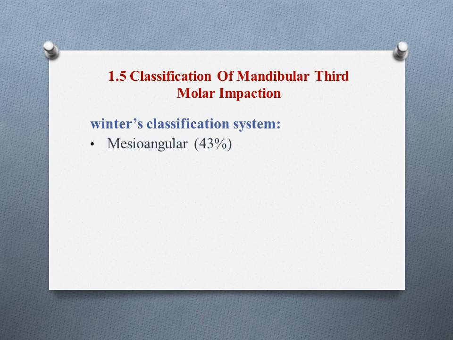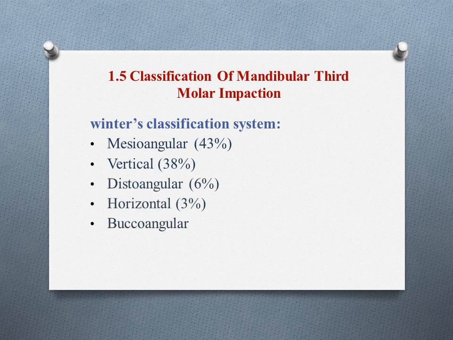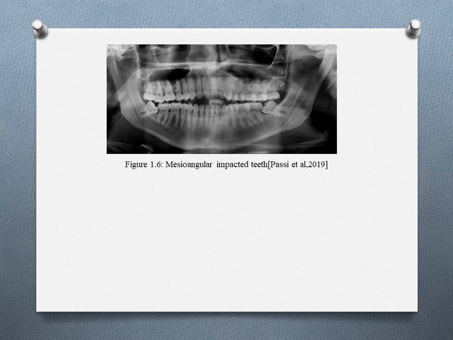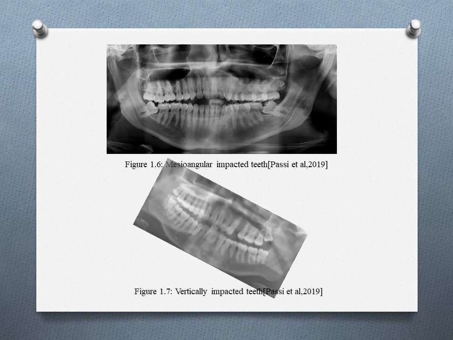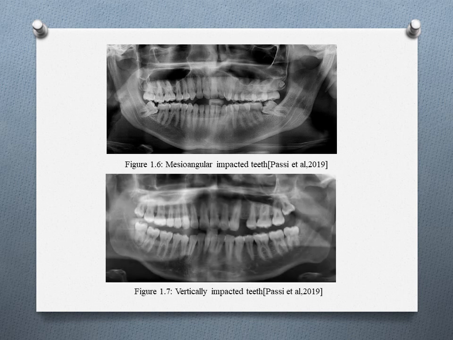The rate of incidence is 43%. Vertical impacted, the rate of incidence is 38%. Distoangular and horizontal, buccoangular and linguoangular impacted. This photo shows a mesioangular impacted lower third molar, and this photo shows a vertically impacted lower third molar.